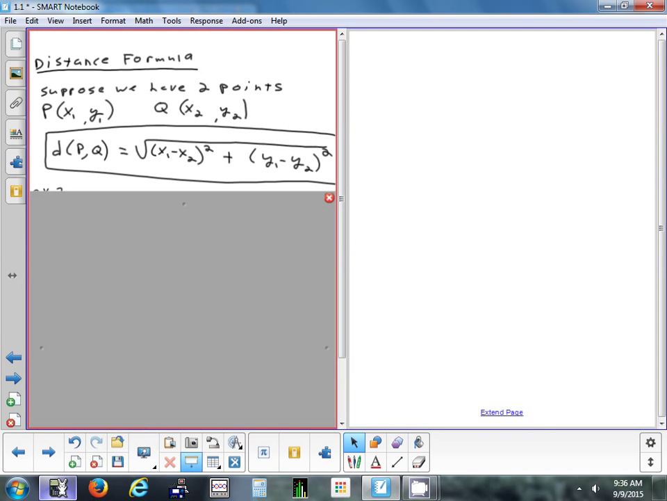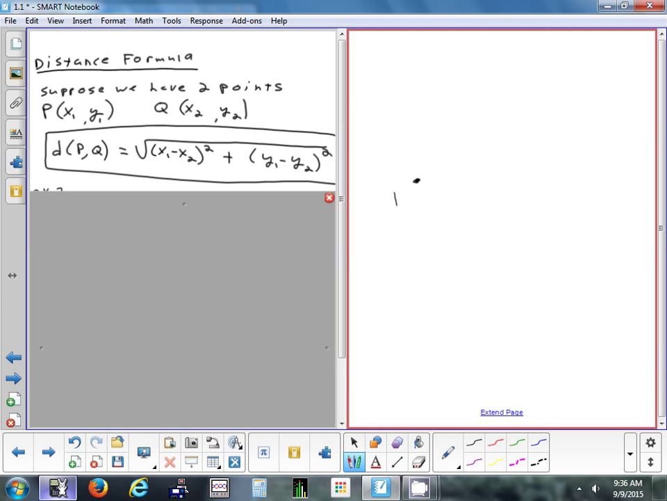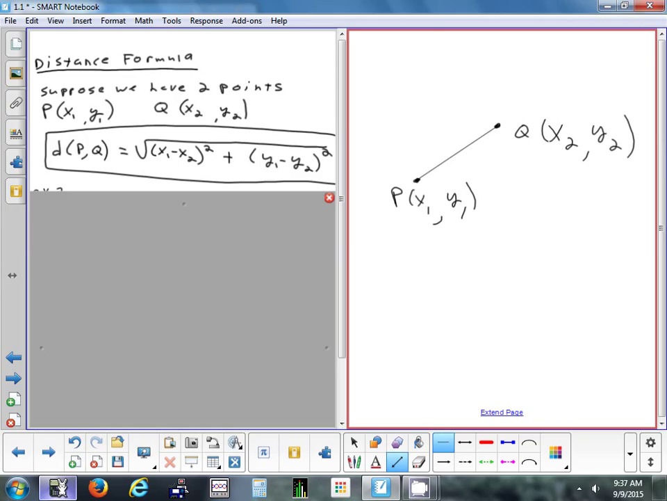Right, so the idea is if you had, let's say, point P right here. Let's put point Q right there. And what are the coordinates of point P? X1, Y1. And the coordinates of Q, X2, Y2. Okay, we're just trying to find the distance between these two points.